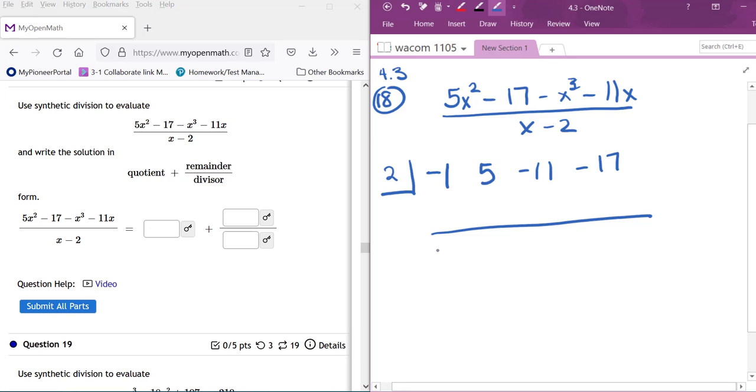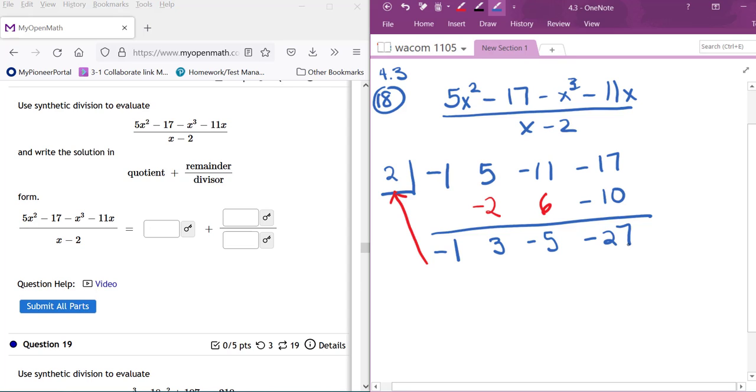You bring your first one down below the line, and with all of these, you're going to multiply and combine. So we're going to multiply. -1 times 2 gives us -2. Goes in the next column. Combine. This gives us 3. Then you start over. 3 times 2 is 6. Goes in the next column. Combine. This will give us -5. Multiply again. Gives us -10. And this will give us a -27 for a remainder.